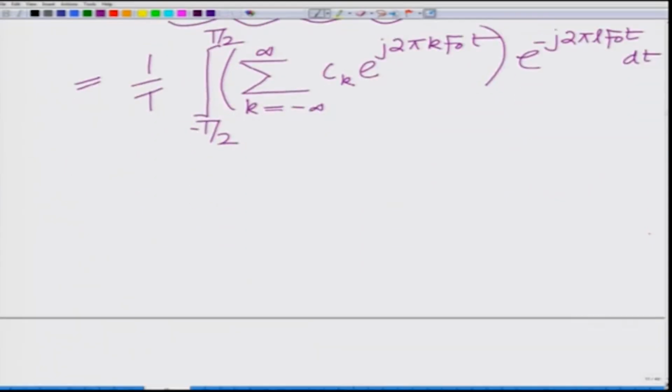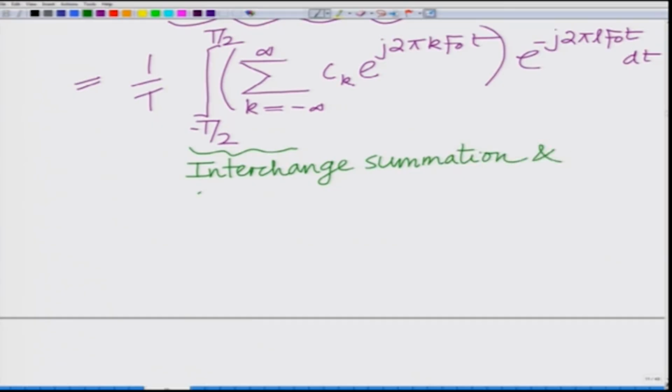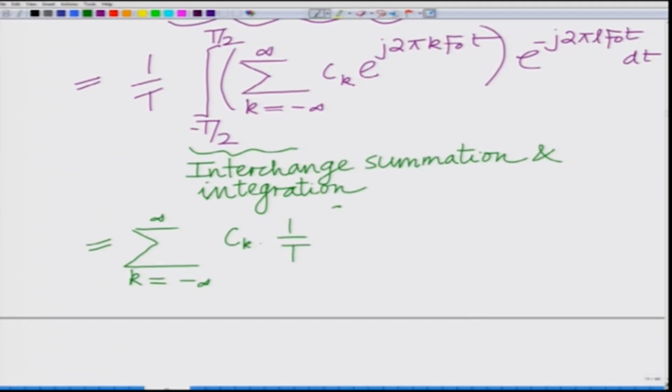Now, interchange the order of summation and integration, and that yields, taking the summation outside, k equal to minus infinity to infinity, C k times 1 over T integral from minus T by 2 to T by 2 of e to the power of j 2 pi k minus L f naught t, dt.